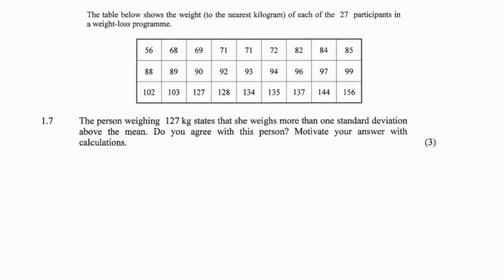1.7. The person who weighs 127 kilograms states that she weighs more than 1 standard deviation above the mean. Do you agree? Motivate your answer with calculations. Okay, so they said more than 1 standard deviation. We calculated the standard deviation as 25.84 in the previous question. Above the mean. So we need the mean, okay? So the mean is the average.